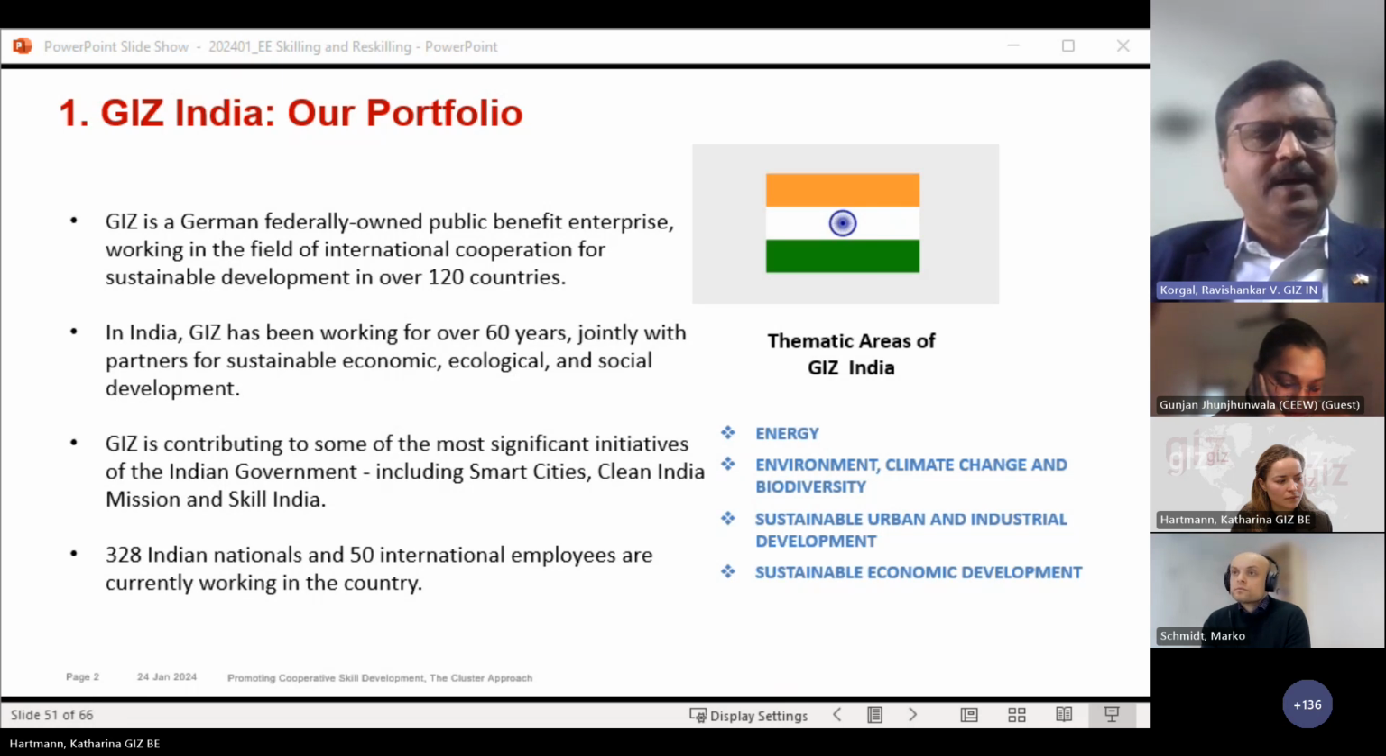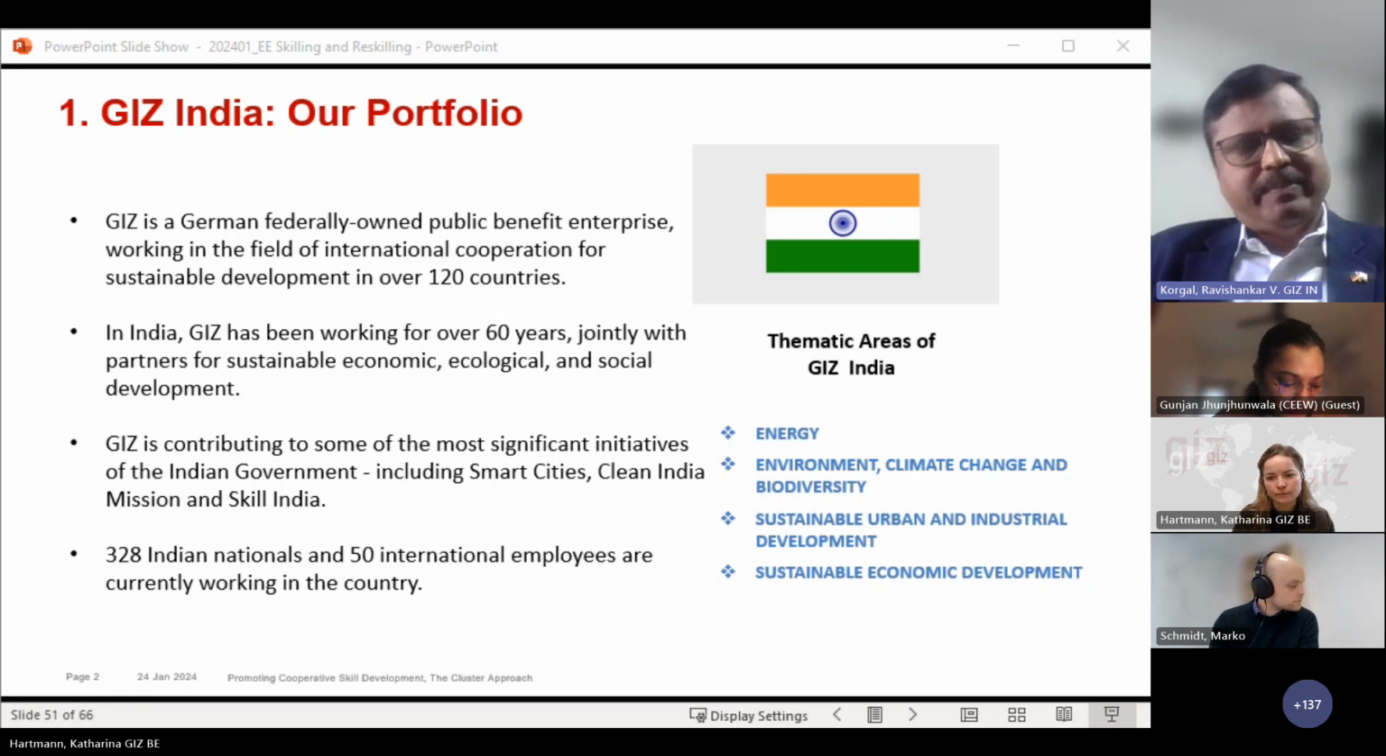And currently, we are actively involved in most of the significant initiatives in India with most of the ministries, including smart cities, clean India missions, and skill India. And currently, we have around 300 plus Indian nationals working in the projects, and 50 plus Germans and other nationals are involved in all these activities.